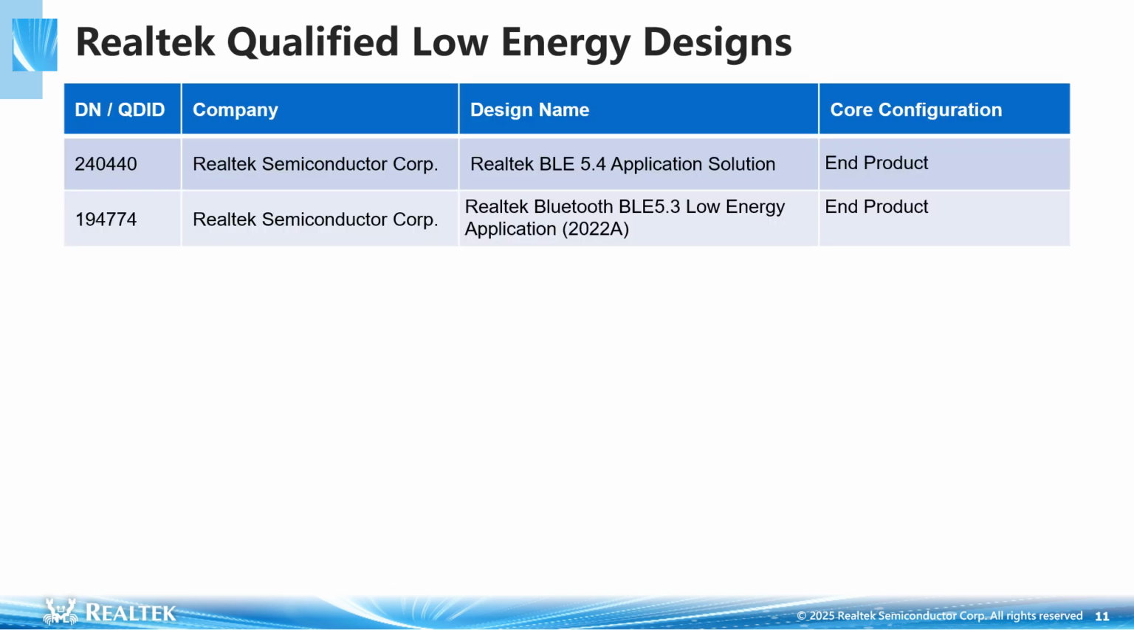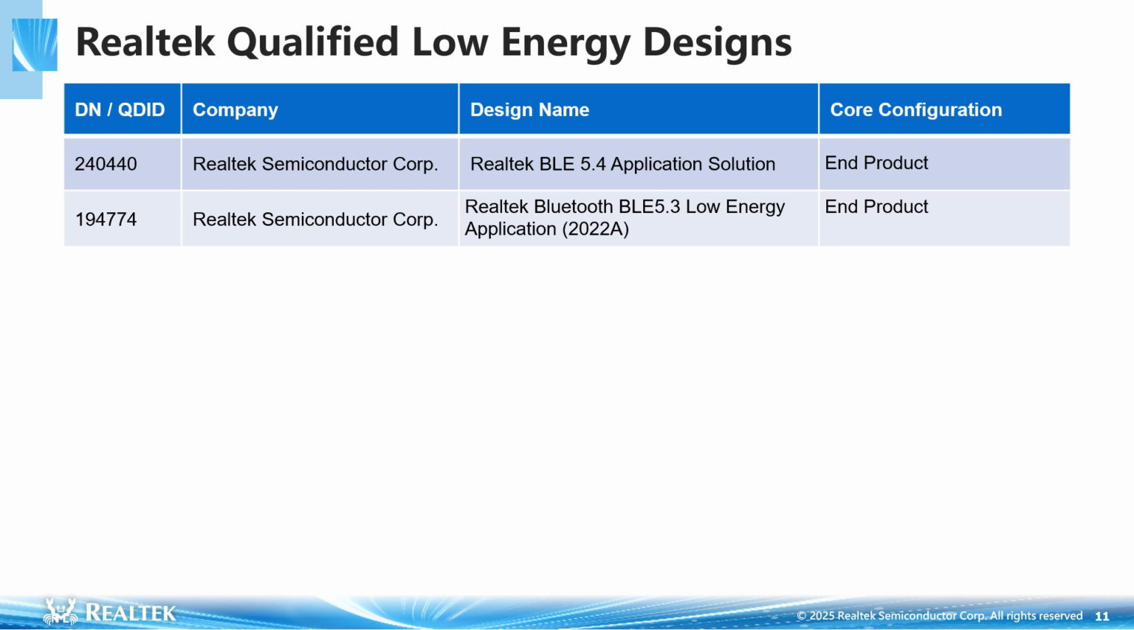These 2 are the certified Realtek Bluetooth Low Energy solutions for your reference. For Bluetooth Low Energy 5.3 products, if your product is a BLE 5.3 device and the supported Bluetooth profiles, protocols and services align with those declared in QDID 194774, it is recommended to use the Realtek BLE 5.3 application solution QDID 194774. You can choose to conduct RF testing based on your needs. No additional modifications or tests are required, and you can proceed directly to listing.